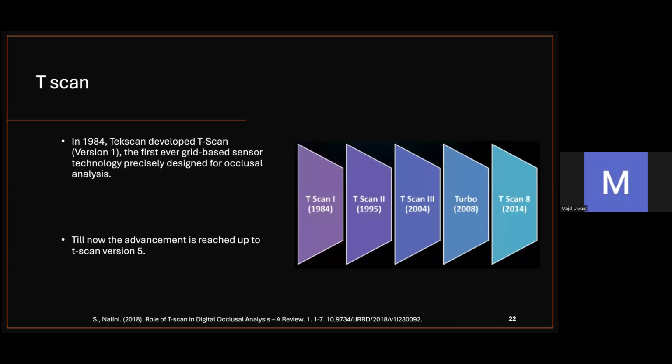Now we'll talk about T-Scan in detail. In 1984, T-Scan developed T-Scan version 1, which was the first ever grid-based sensor technology precisely designed for occlusal analysis. And this figure shows the different generations of T-Scans over the years. There are 5 generations, as you can see. Until now, the advancement has reached up to version 5.